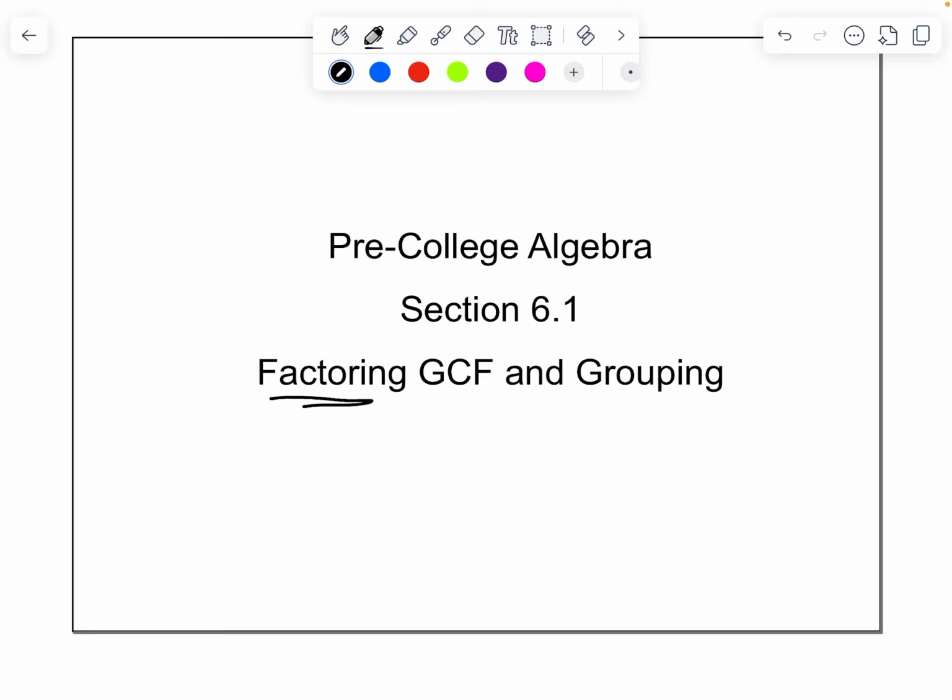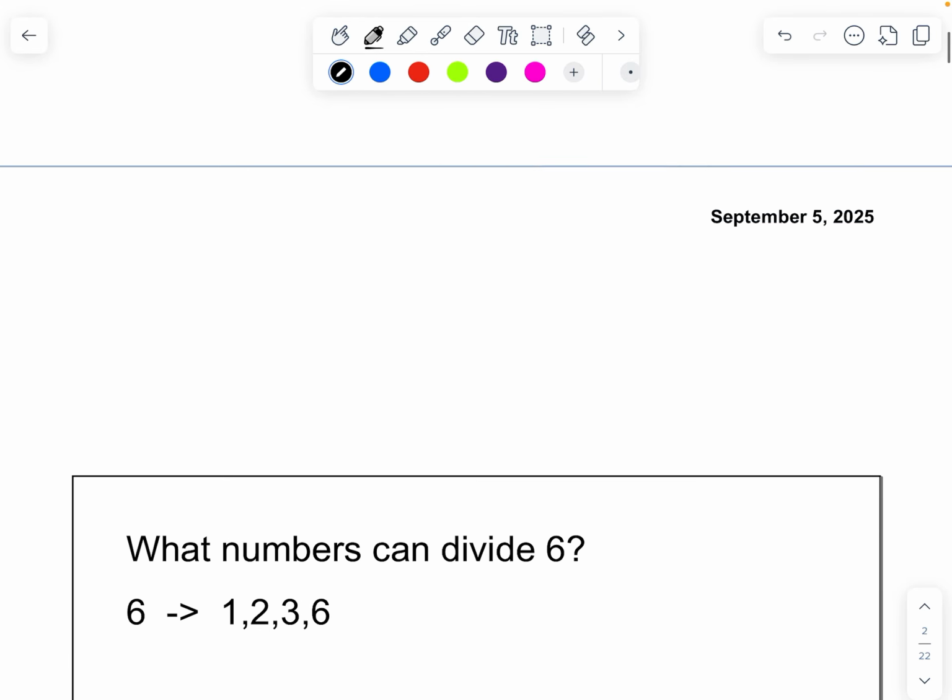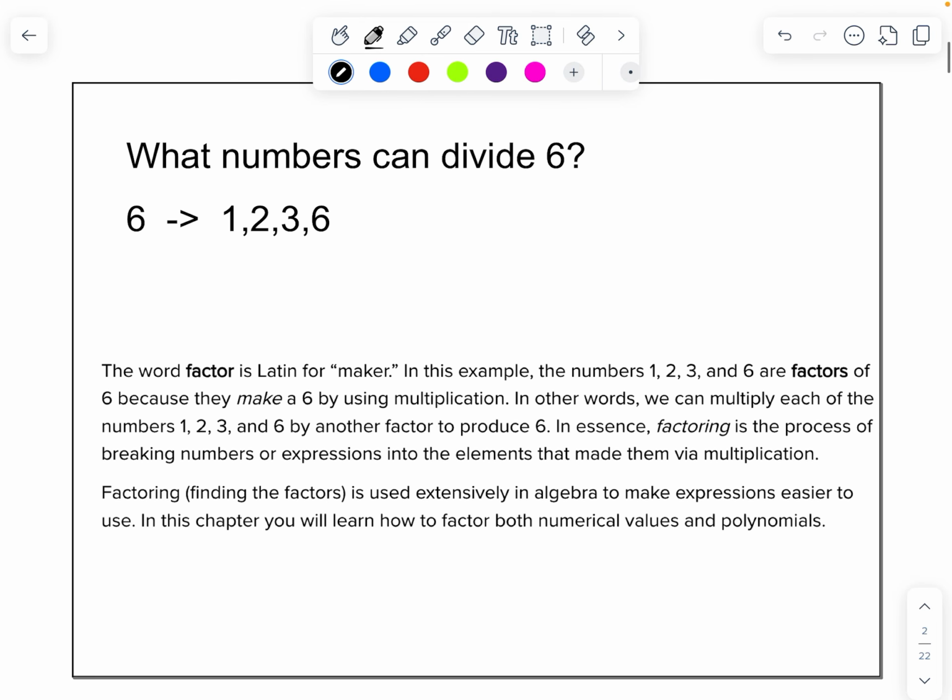So we talked about in the very last lesson dividing polynomials. This is sort of a subsection of dividing polynomials. It's a different way to divide polynomials into their different pieces. When we talk about factors, what we're really talking about are what things can we divide something by. So since we could divide 6 by 1, we could divide it by 2, we could divide it by 3, we could divide it by 6, all of these are factors of 6.